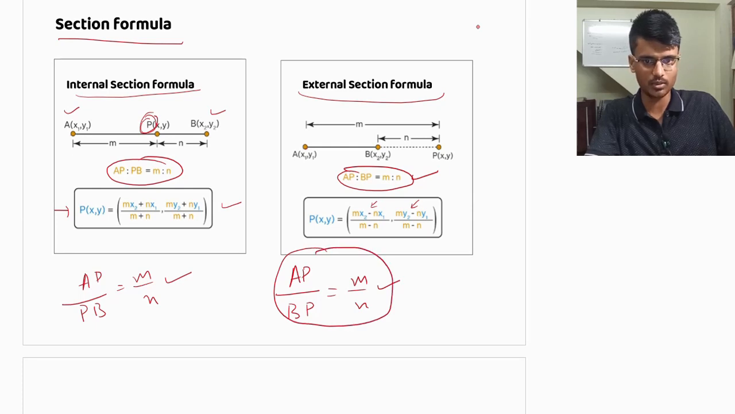AP by BP is equal to M by N. Here AP by BP is equal to M by N, but P is in between. Here P is outside. Okay, important. So we'll see a simple example on this first.